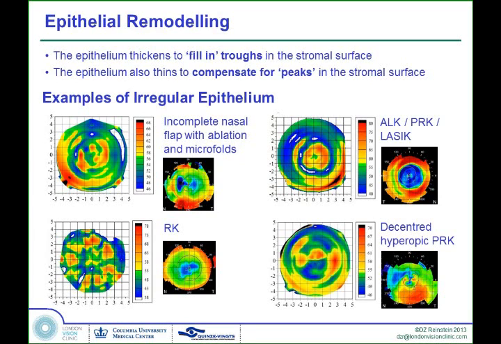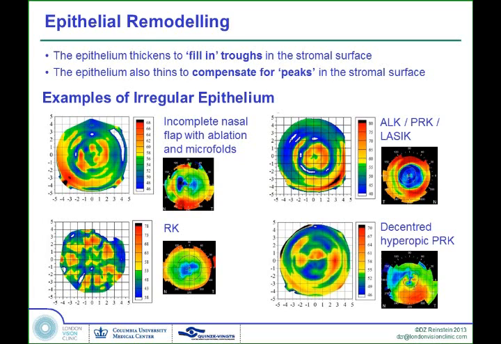The epithelium is very irregular all over the central area. Here's RK, where the incisions are sticking up, little plugs, and they're causing the epithelium to be thin over the plugs and thick between the plugs, right? But the topography looks completely smooth. But this is actually what's going on, if you like, a mirror image of the stromal surface.